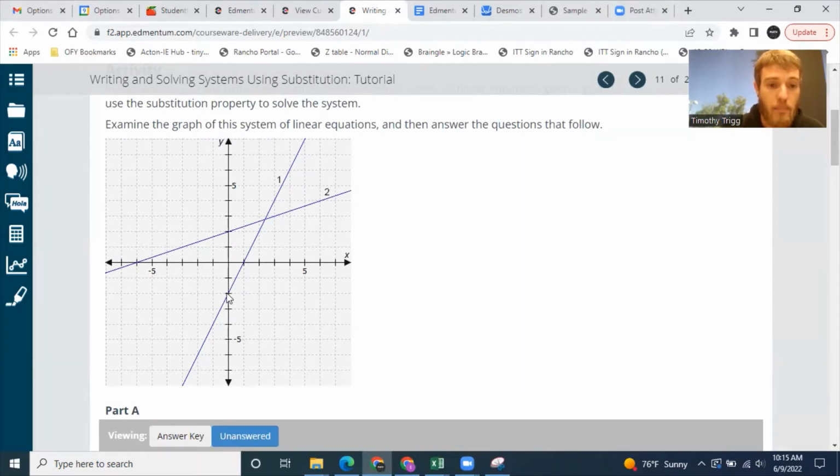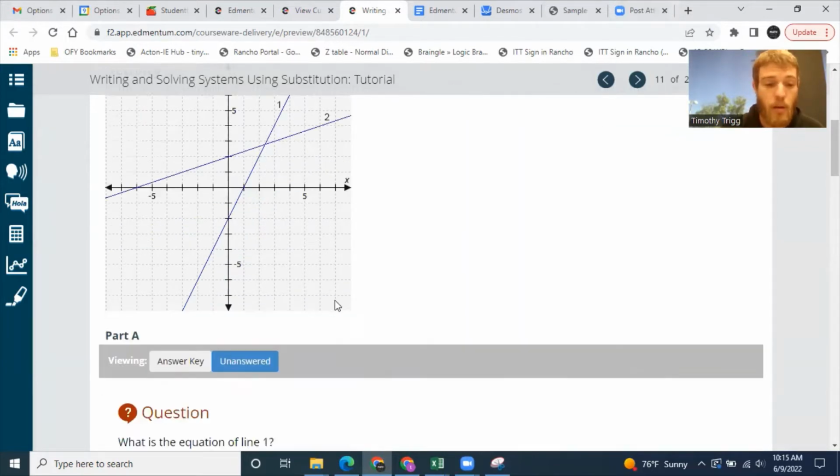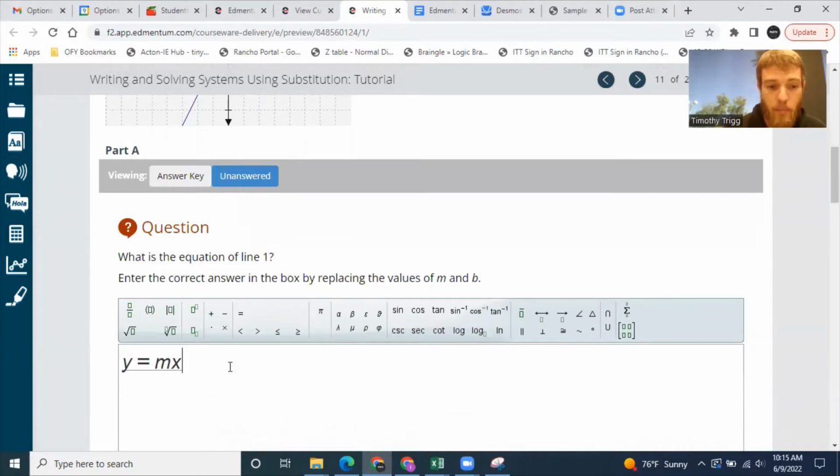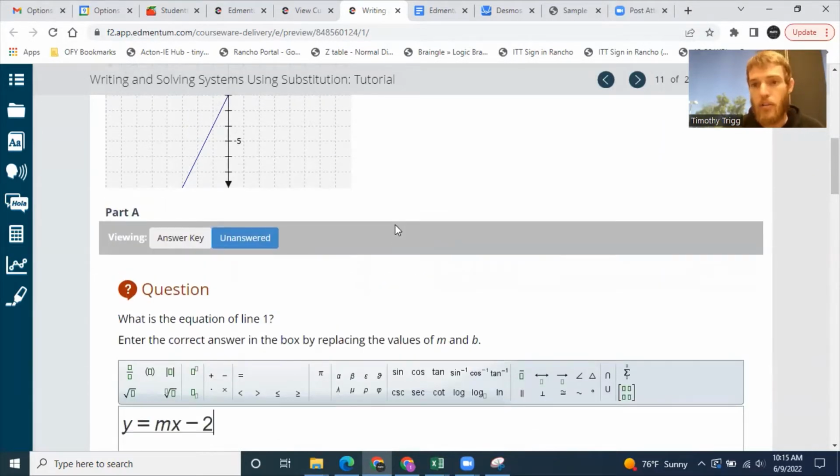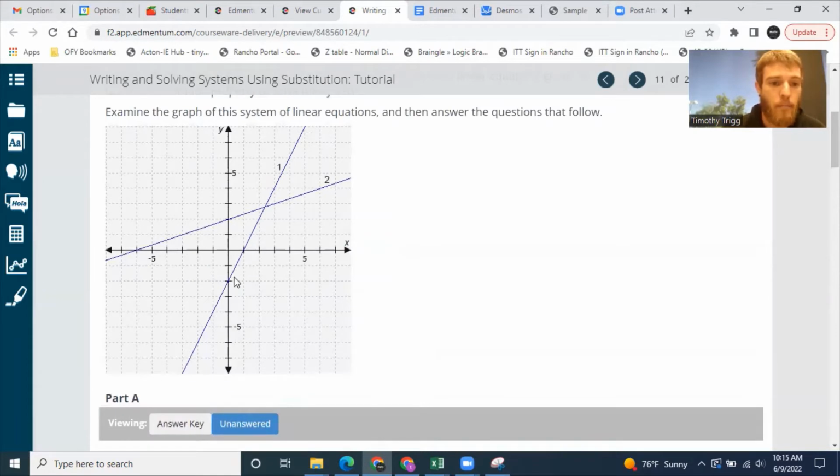The y-intercept is where the line crosses the y-axis. In this case, our y-intercept is -2. That's the value of our b, so we're going to put -2 here. The b is the y-intercept, and for line 1, the y-intercept is -2.